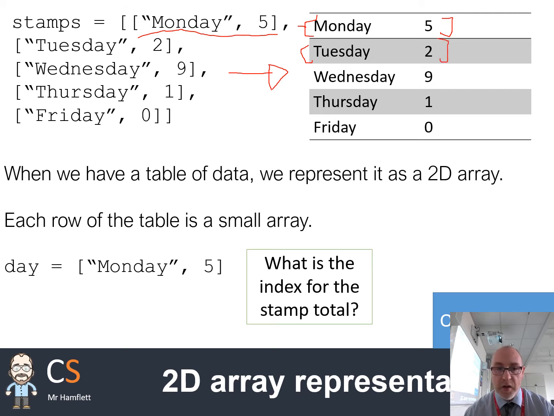The way we have it is essentially that the first array is basically which row it is, and the second arrays, these little mini ones, are the values of the columns. So each row of the table is like a small array. Each day, like Monday 5, also has its own indexes. What's the index for stamp total? It's obviously index 1.